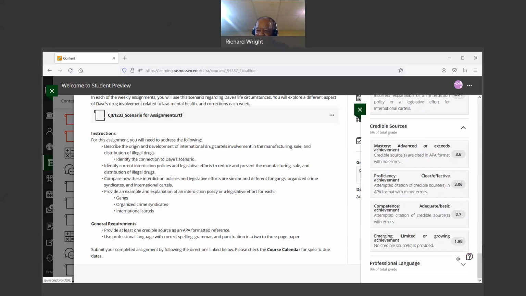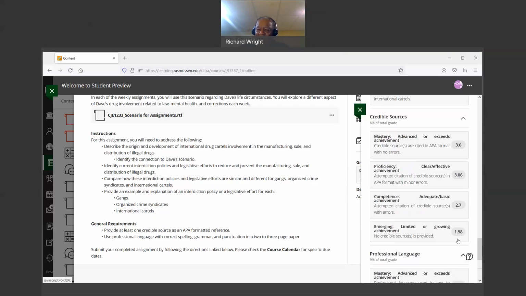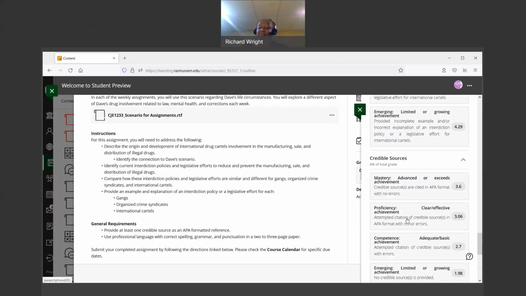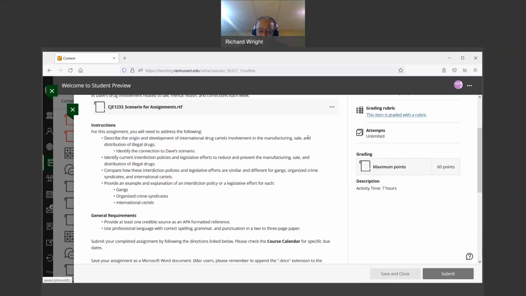Let's move this out of the way for a minute. Your professional language. No professional language. You didn't meet the 2-page minimum requirement. You'll end up down here. You'll fall all the way from 5.4 to 2.97. So that's how the rubric is. And the comments will be put in under each section in your grade book. If you look in it, that's where you'll find that information.